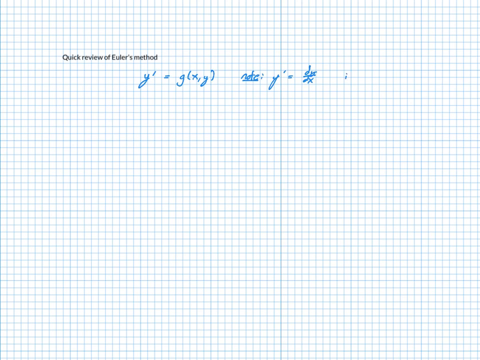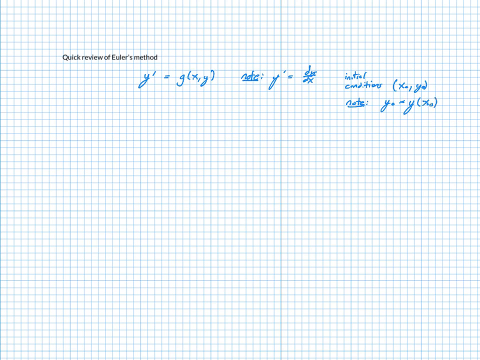And we also have initial conditions that are going to be x naught comma y naught. And also here I would like to note that y naught is equal to the function that's the solution to the differential equation y at the point x naught.